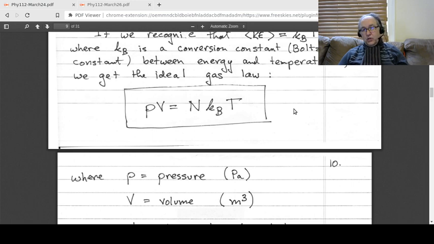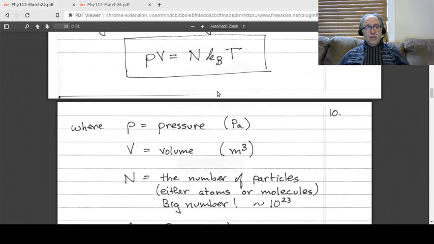P is the pressure. Okay, and we're going to work in MKS units, and so the pressure is measured in pascals. All right, V is the volume of the container, and also the volume of the gas, because the gas simply fills the entire volume of the container. It leaves no gaps in there. And so the volume in MKS units is going to be measured in meters cubed.